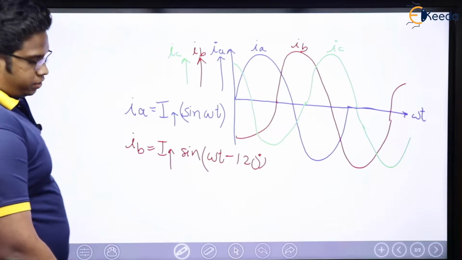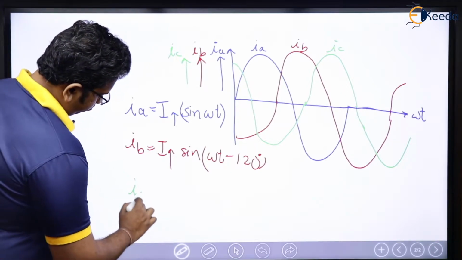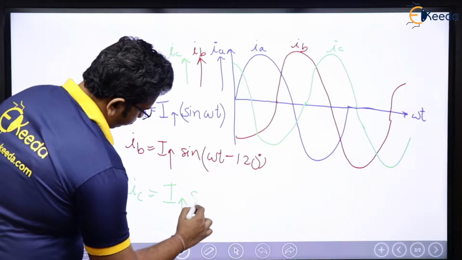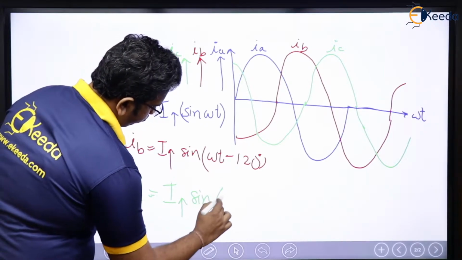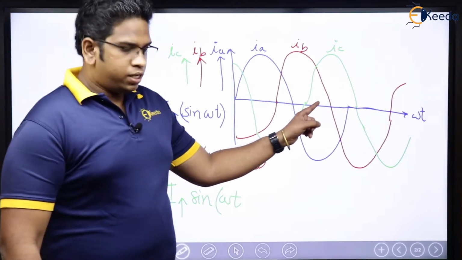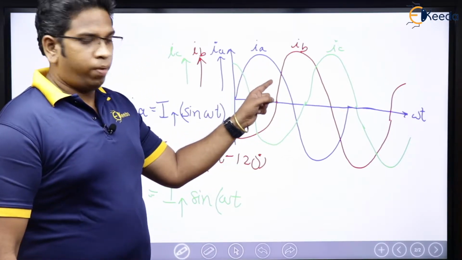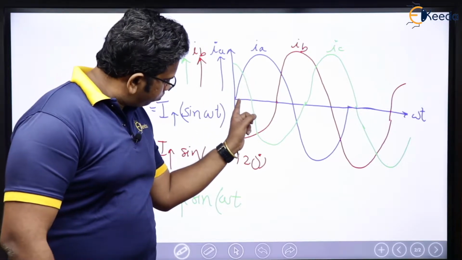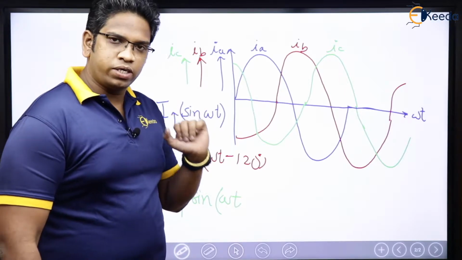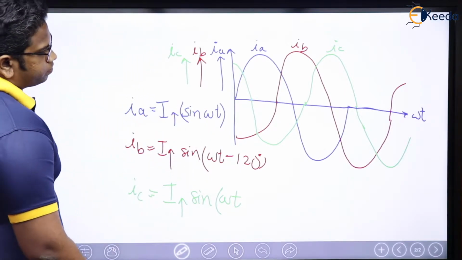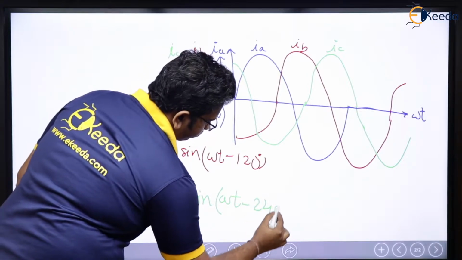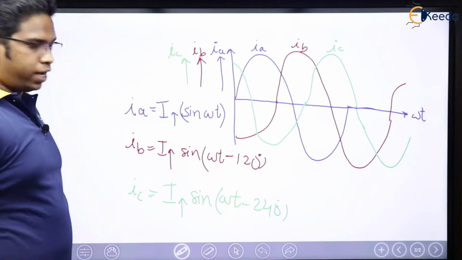Now let me consider IC. Here if you see, IC lags behind this IA by 240 degrees. This is 0, 120, 240. It is lagging by 240 degrees. So let me draw 240 degrees here. Let's say minus 240 degrees, because it is lagging. Minus means it is going to lag.